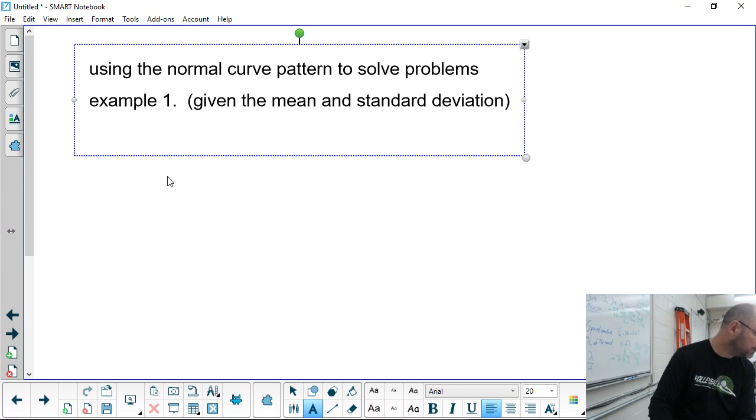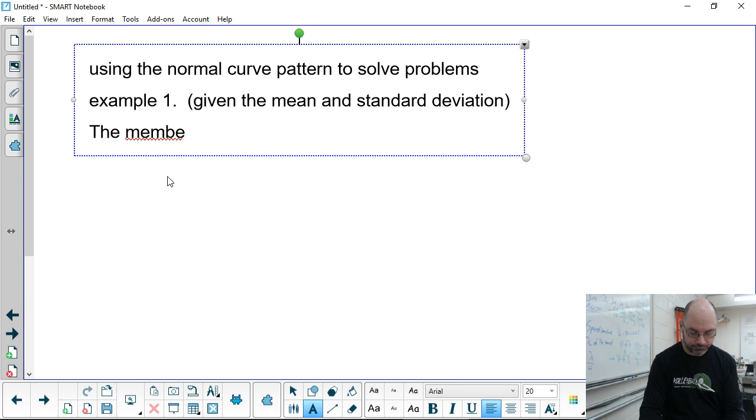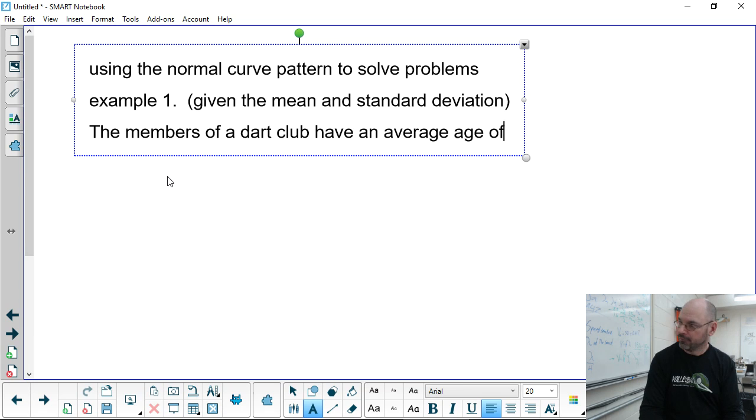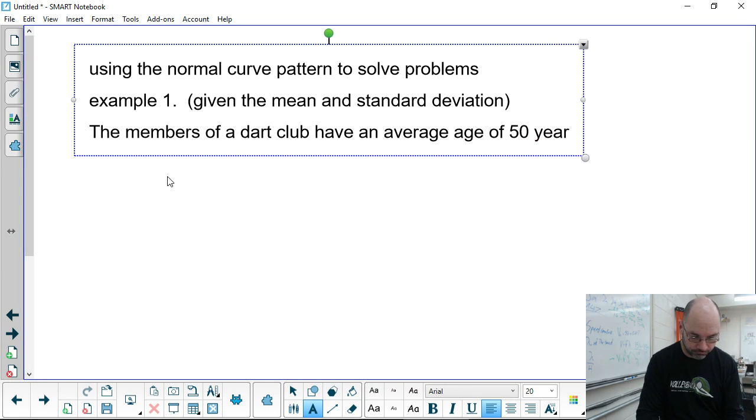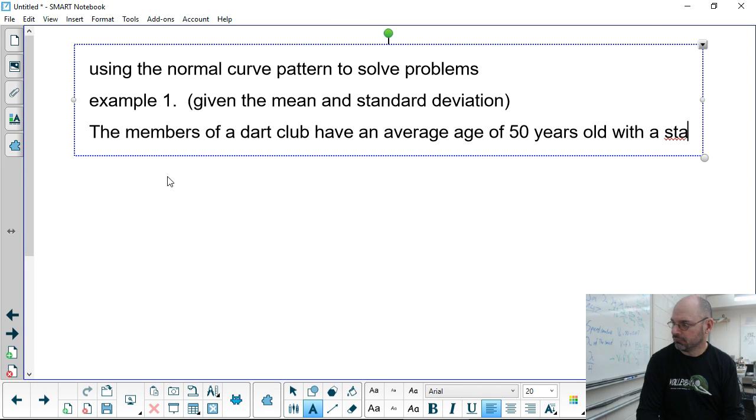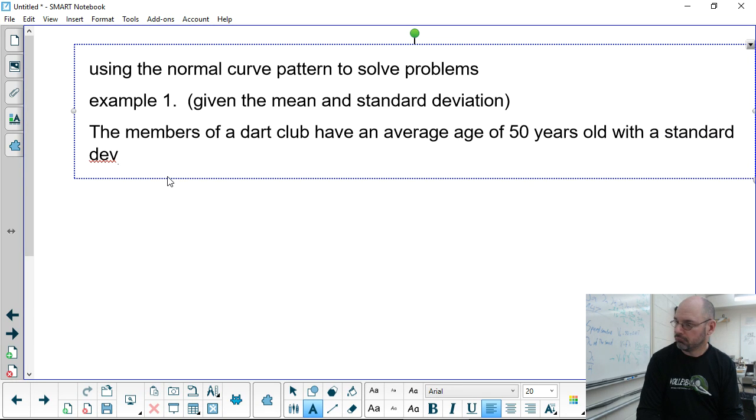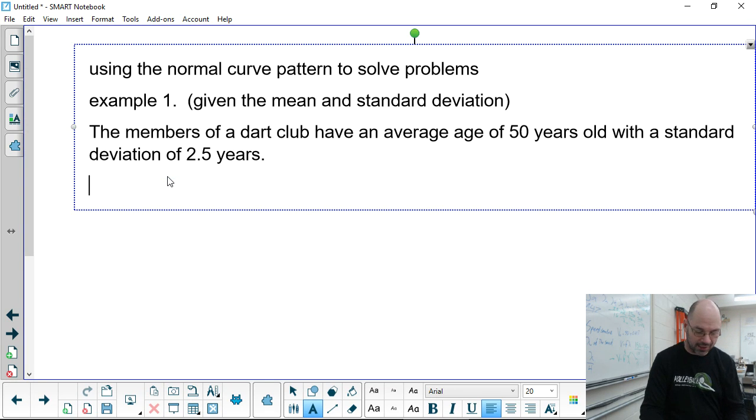Let's go with the members of a dart club. The members of a dart club have an average or mean age of, let's say, 50 years old, with a standard deviation of, let's make it 2.5 years. So it gives you that, and then we'll ask some questions. A.